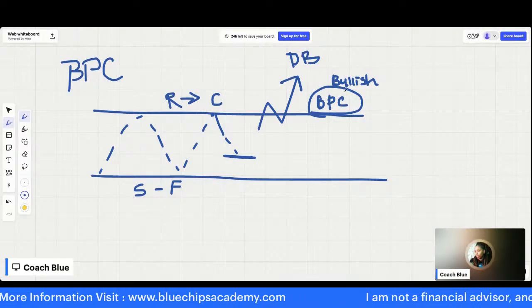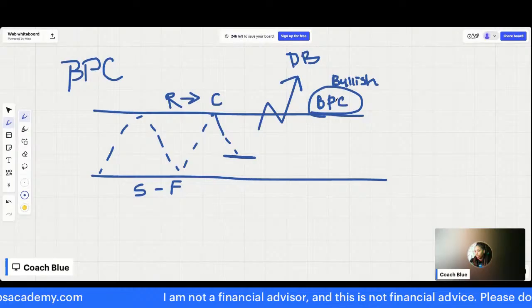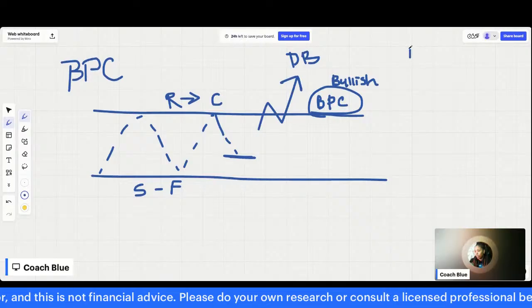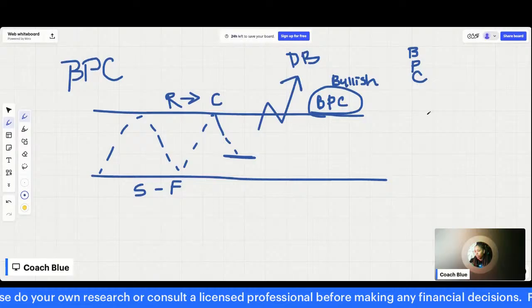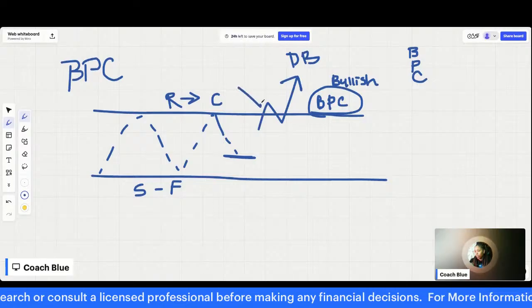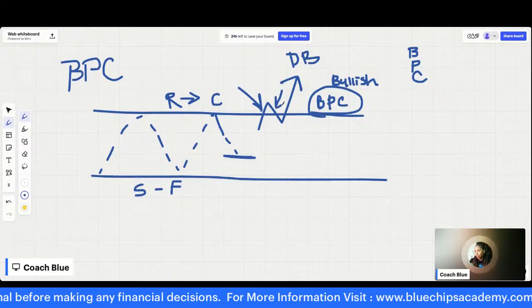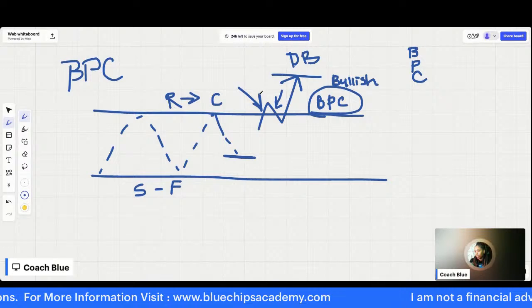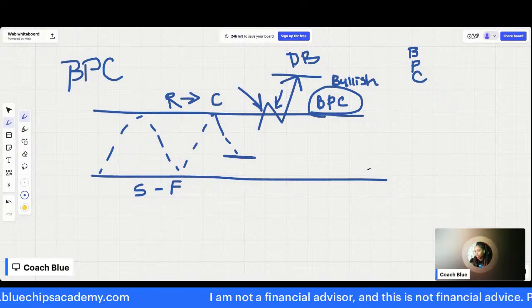When we find this bullish BPC, we look for three confirmations. We look for a breakout, a pullback, and then continuation. We need price to break out of the key level, pull back to the key level, and then push out for continuation here. Once we get those three signals, that's when we enter the market.